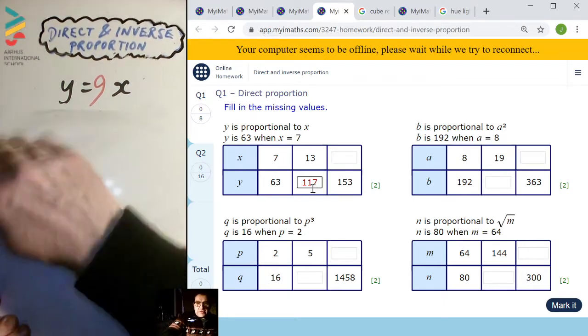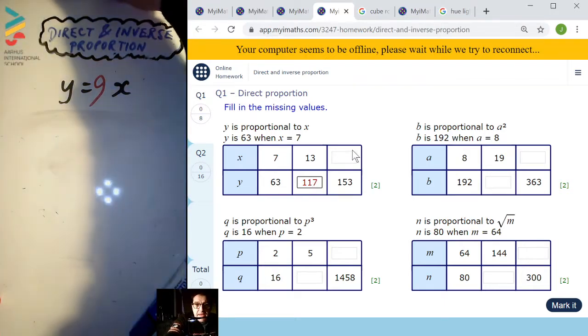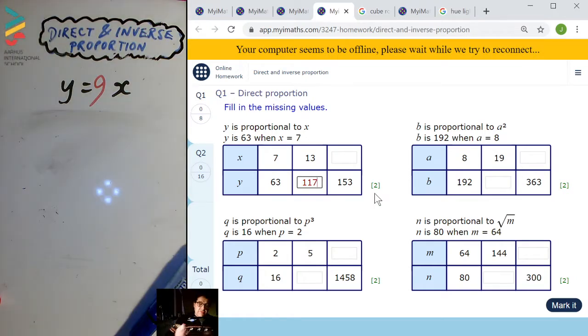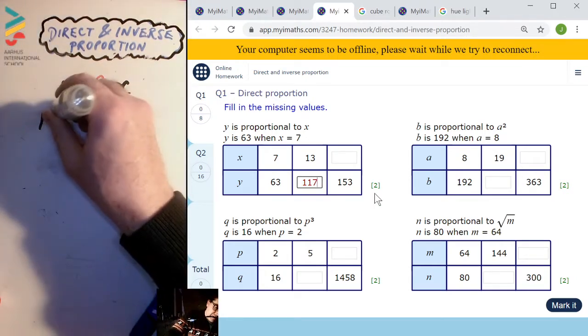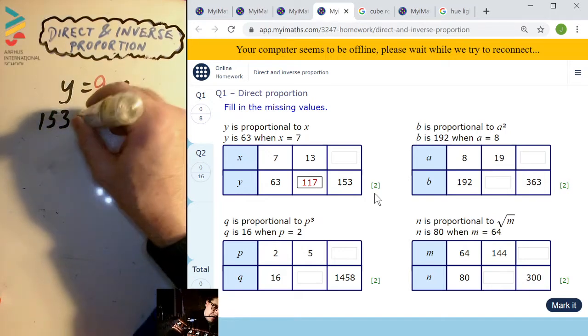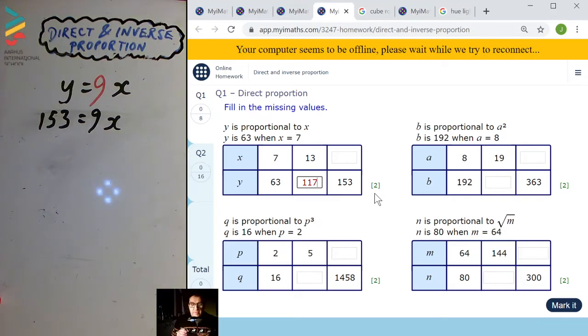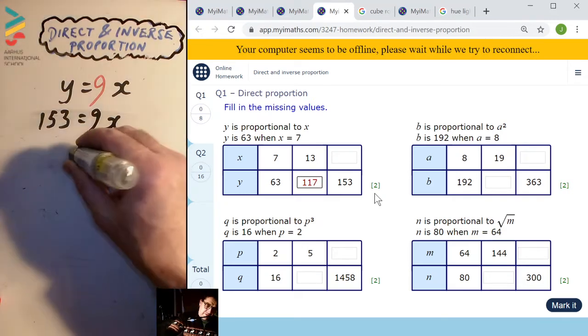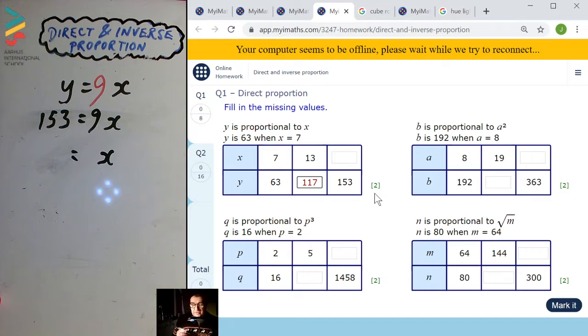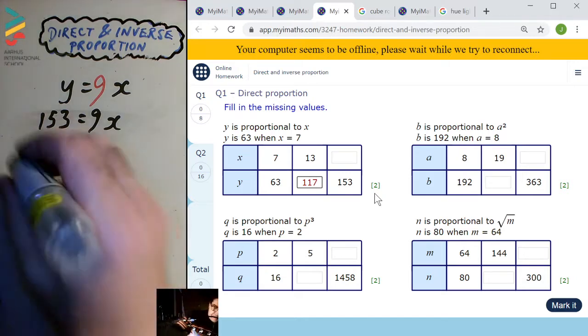And then we've got to figure out what x is if y is 153. So again, I'll just replace the y with 153. 153 equals 9 times x, and we've got to figure out what x is. So we want to get x on its own. We want to divide everything by 9 left and right. So x is 153 divided by 9, which I'm just trying to do in my head as we go along. It does go exactly. It's 19, isn't it?